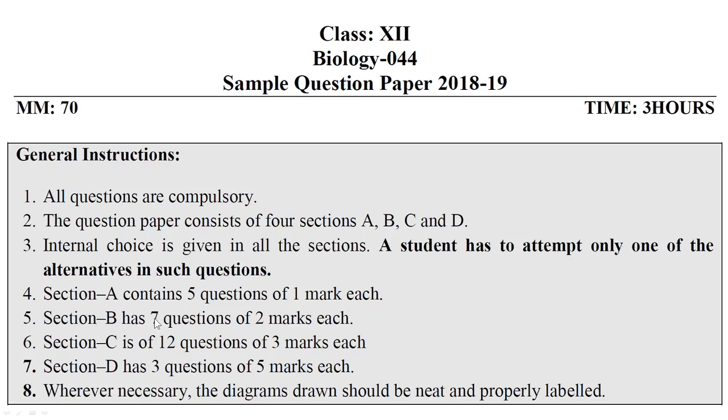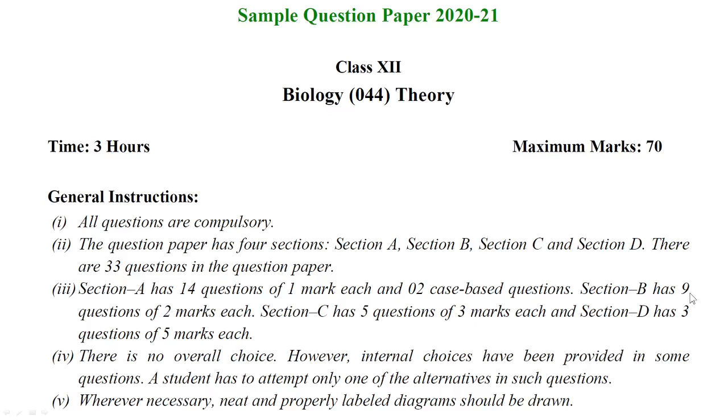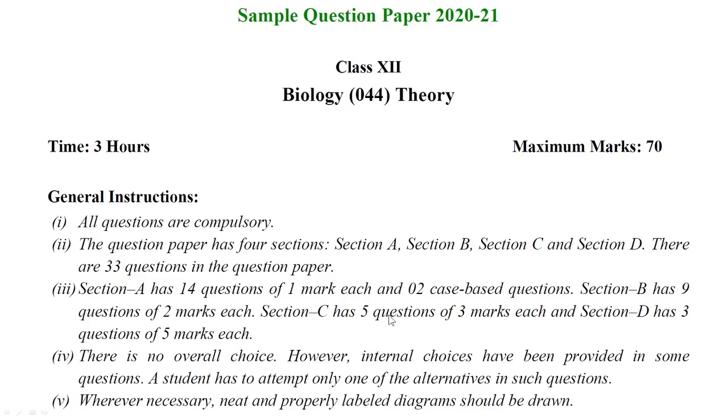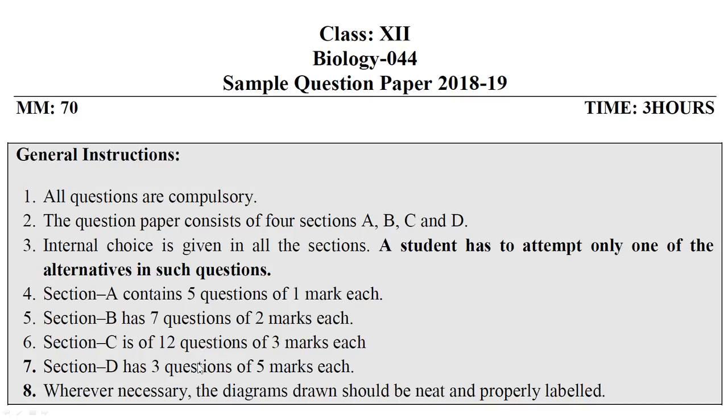In section B, earlier there used to be 7 questions which carried 2 marks each. Now there are 9 questions which carry 2 marks each, so there is a little increase of 2 questions. The major changes are in section A and section C. Earlier, section C had 12 questions of 3 marks each, which is a lot. Now it has been reduced to only 5 questions of 3 marks each. The last section D is the same, with 3 questions which carry 5 marks each, and the other instructions are the same.